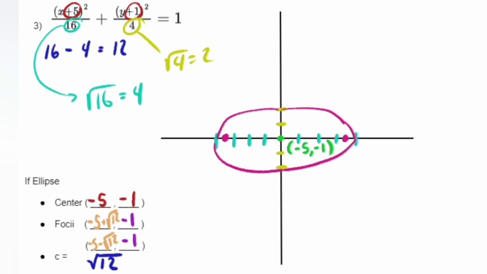To find the foci, we look at the square root of 12. 12 happens to be bigger than 9, but smaller than 16, which means it's going to be between 3 and 4 when we take the square roots. So I put the foci between 3 and 4 on the left and the right-hand sides.